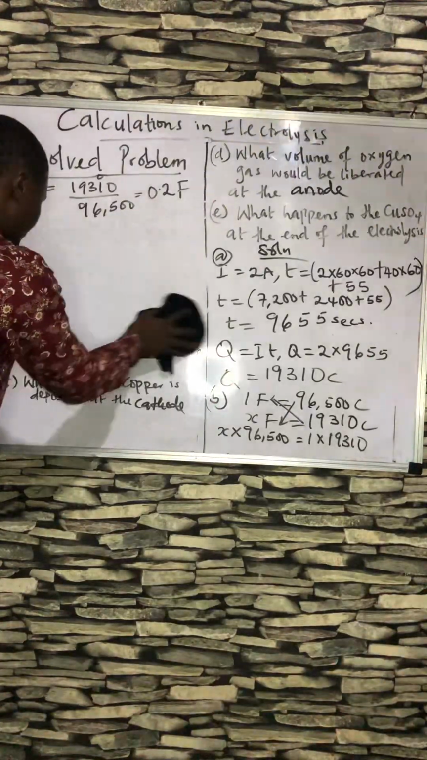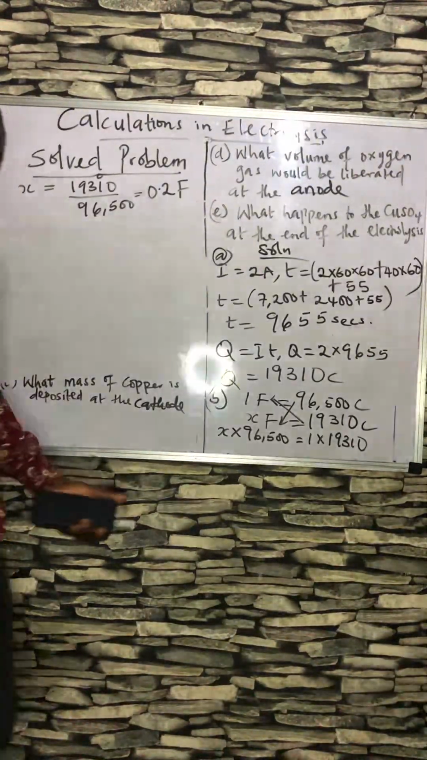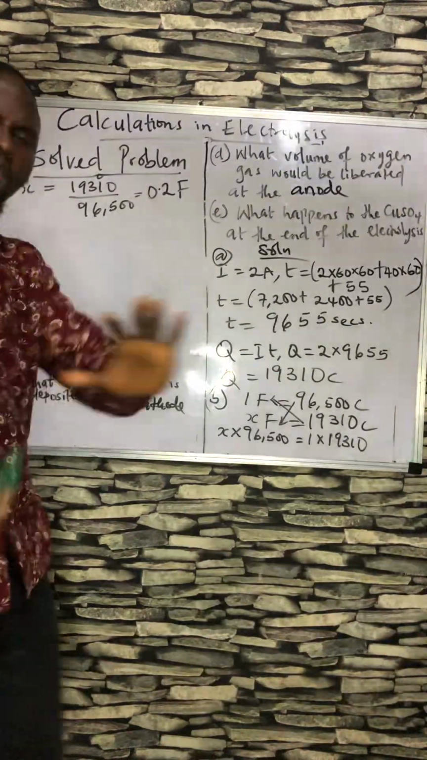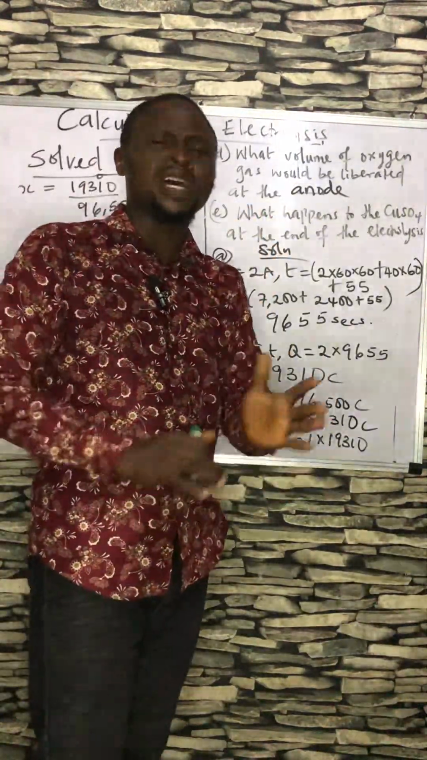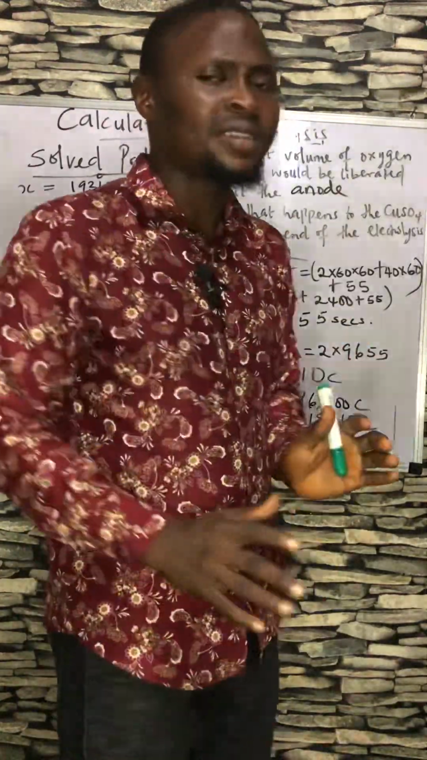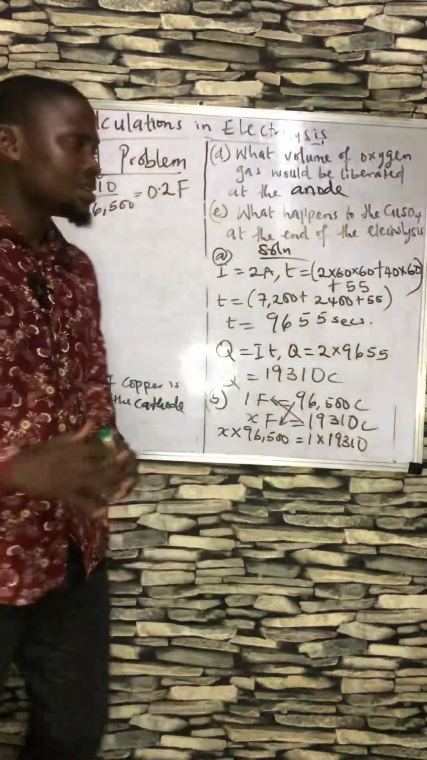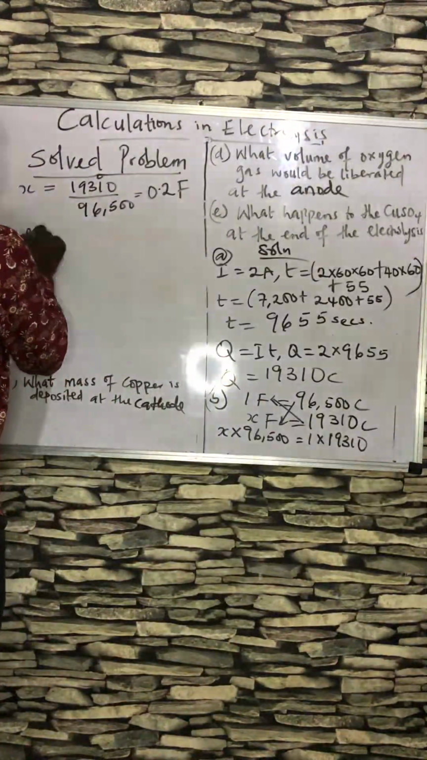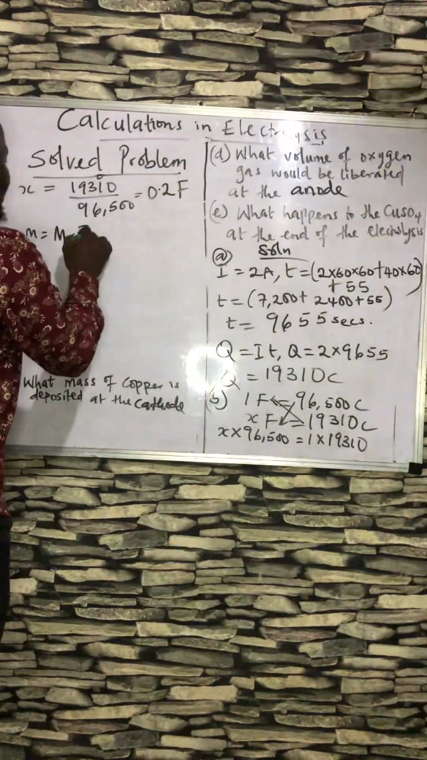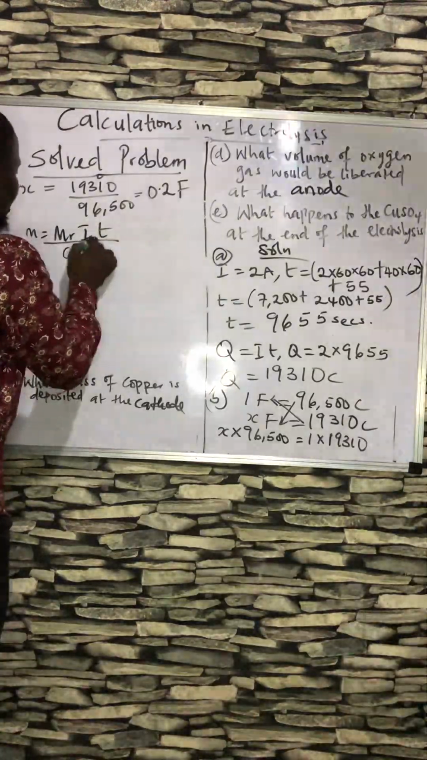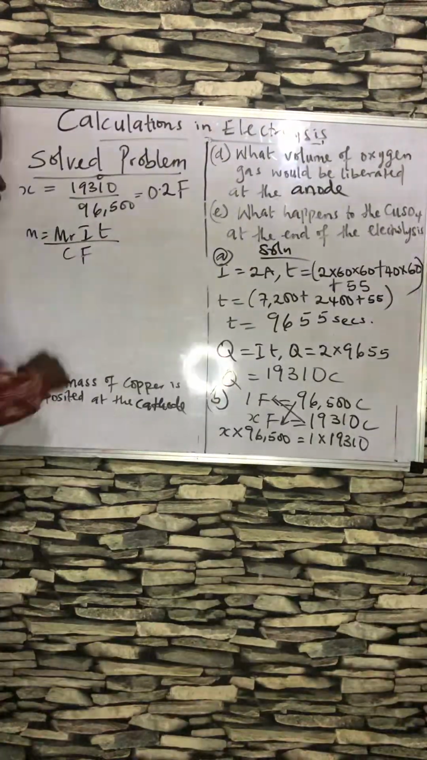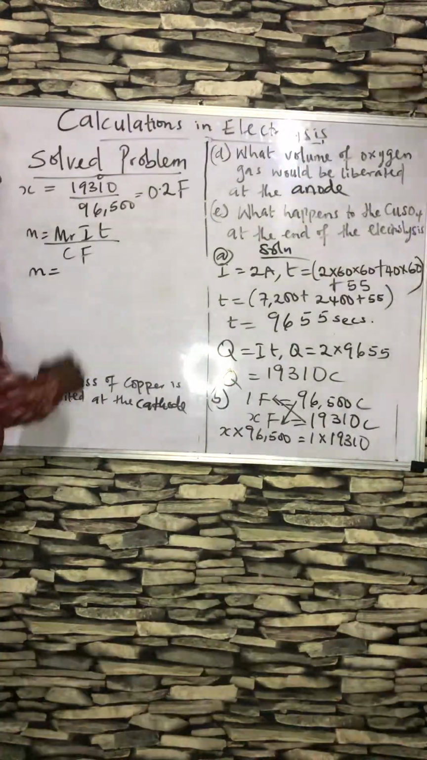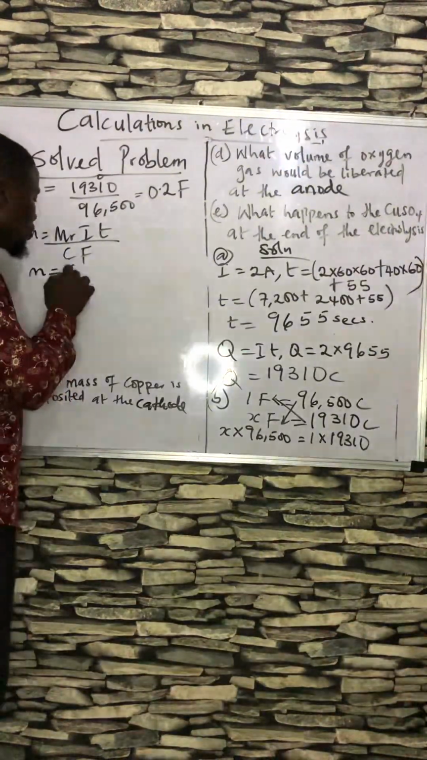So the third question, what mass of copper is deposited at the cathode? If it were a question that requires just the final answer, you can then introduce the almighty formula that says that M is equal to Mr IT all over CF. Remember, mass M. The relative molecular mass of copper is 64.